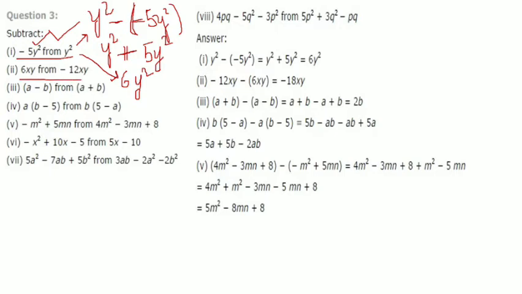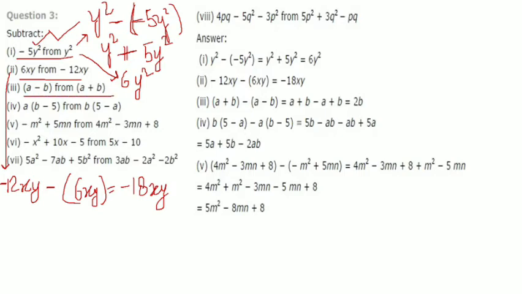Second one, 6xy minus of 12xy. So how to solve this one? Just write 12xy. From 12xy means 12xy will be the first part. Since this is negative, write the negative sign here. Then minus, because we have to subtract. Then the next term is 6xy. So this is negative 12xy, negative 6xy. Negative 12, negative 6 will give you negative 18xy. So this is the second part.